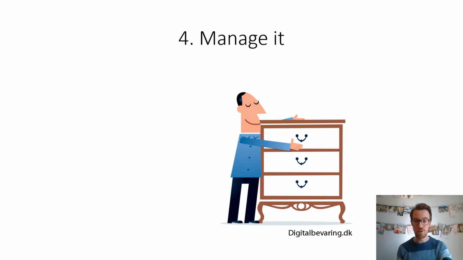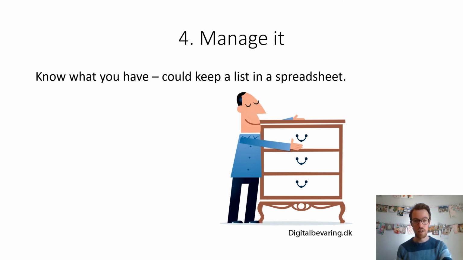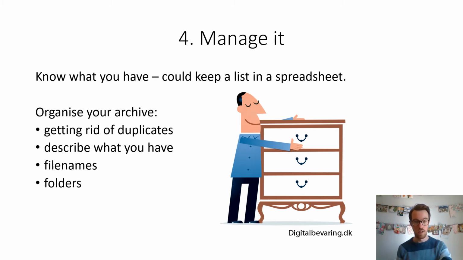You will also need to manage your digital archive. The key thing here is to know what you have. So you could keep a list of all your content in a spreadsheet, for example. You may also want to spend some time organizing your archive. So you might want to get rid of duplicates, spend some time describing or cataloging what you have and storing that in your spreadsheet. In some circumstances, it may also be appropriate to rename and reorder your collection to make it more usable. You'll also want to make sure that you check your backup copies periodically to make sure that they still work.